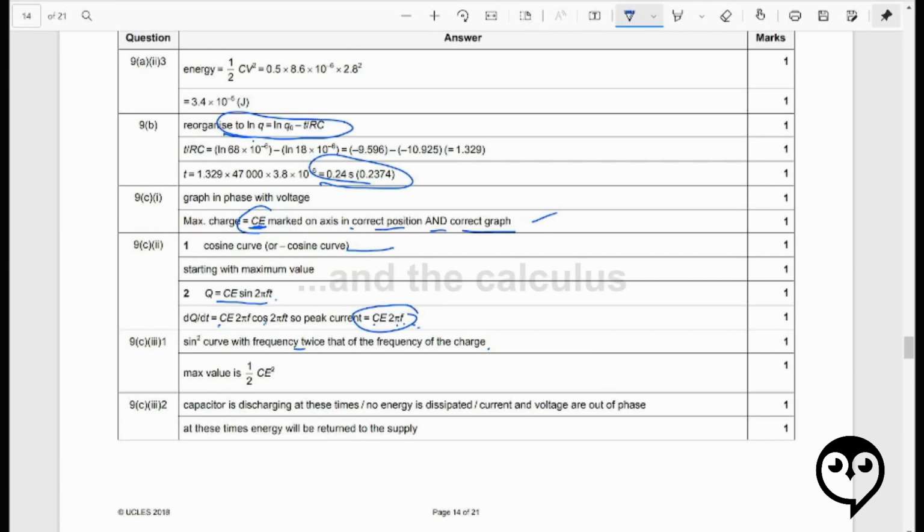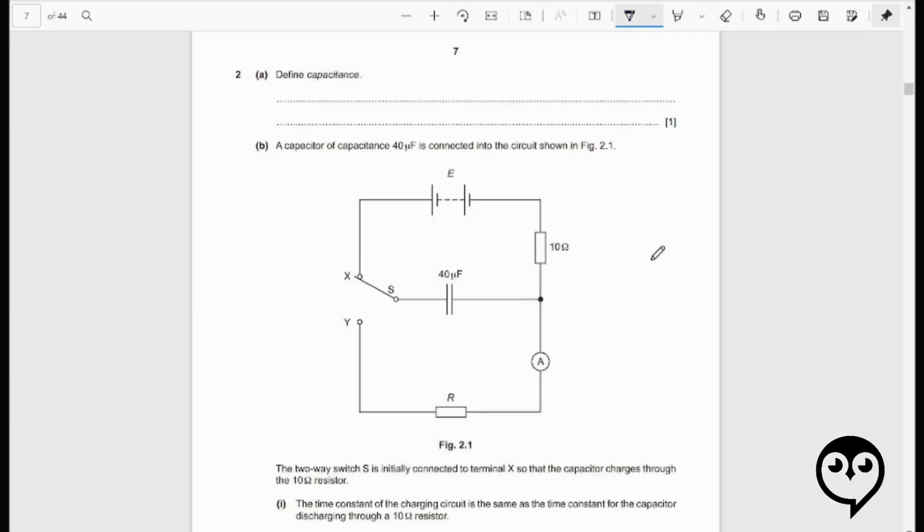You need to use the trigonometry. It's not that simple. Again, some exam boards will do this alternating current stuff, others won't. Okay, the rest of this I think we've covered. Bit of a tricky one.